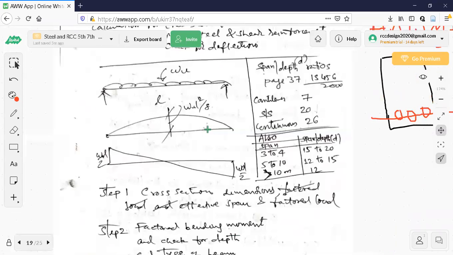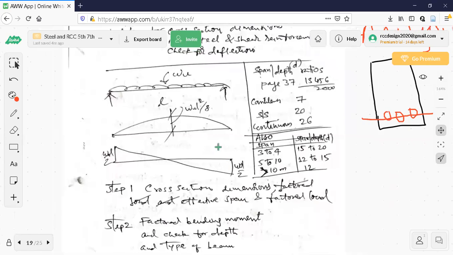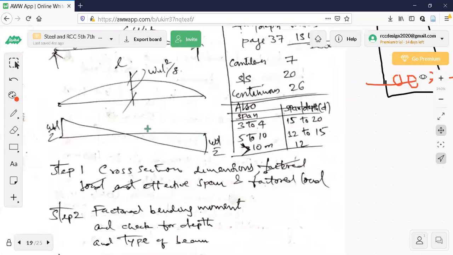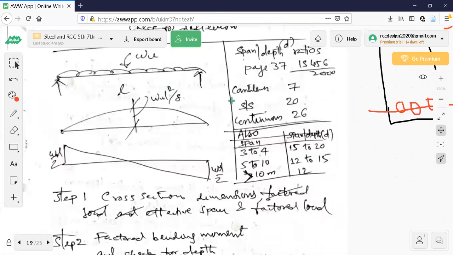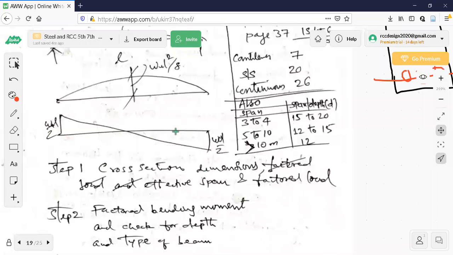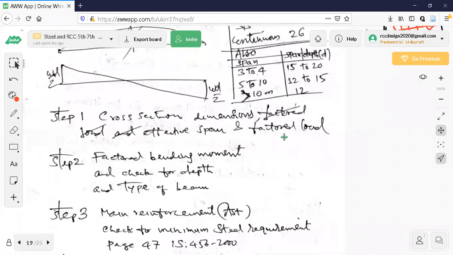Now observe here. You have to refer some code books here. In order to design, code book has to be referred. For analysis, you refer less number of pages. For design, you refer more number of pages. Now observe here, span to depth ratio. Let us say step number 1, what is given? Load is given, span is given. It is a simply supported beam has to be designed. Let us say like that. First step is cross-section dimensions. Then effective span and factored load has to be calculated.